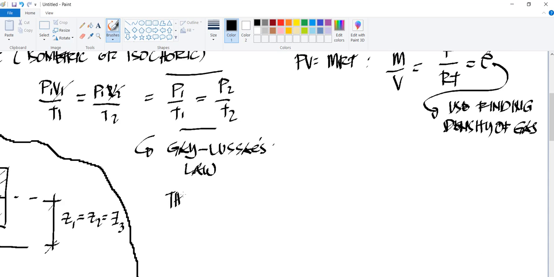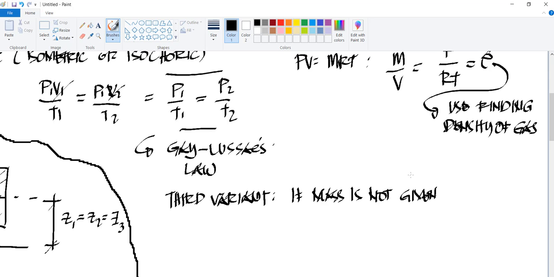For the third variant, if mass is not given, there is no mass given, then the mole of the gas will be specified.